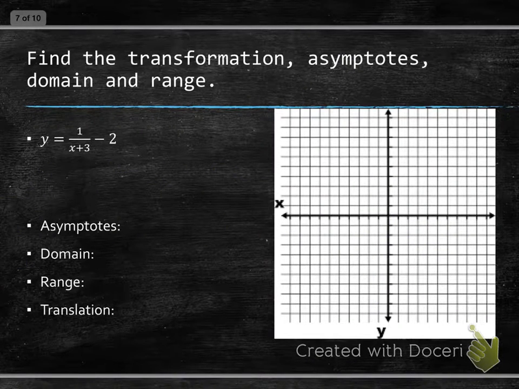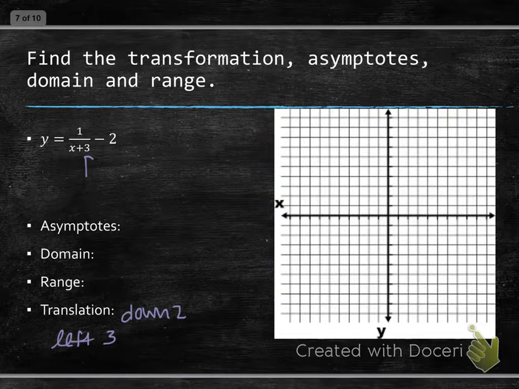Okay, so I'm going to add domain and range onto this. So first off, the transformations. This -2, remember if it's on the outside, it's going to be up or down, so down 2. This +3 is the opposite of what you think, so it's going to be left 3. So my whole graph is going to shift left 3, as well as my asymptotes here. So I have my horizontal asymptotes and also my vertical asymptotes.